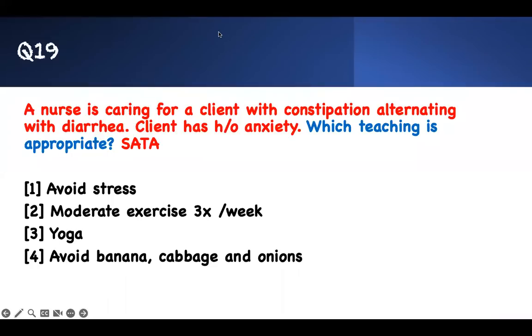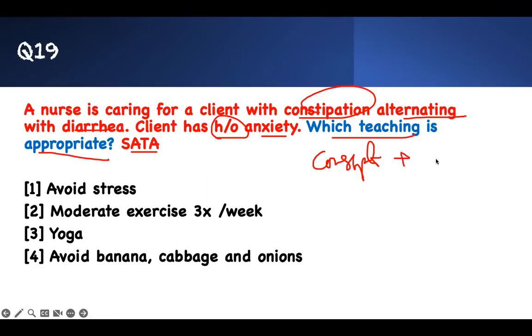Number 19. Which teaching is appropriate? Select or apply. A nurse is caring for a client with constipation alternating with diarrhea. The client has a history of anxiety. This may be a case they can give you, but summarize it. I do not want to give you too much information. What are the buzzwords? Constipation alternating with what? Diarrhea, right? And a history of anxiety.